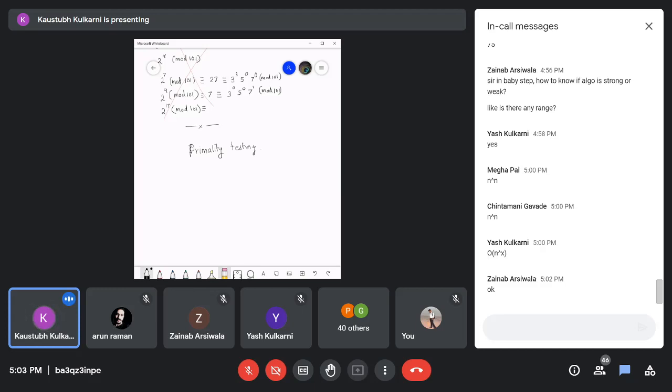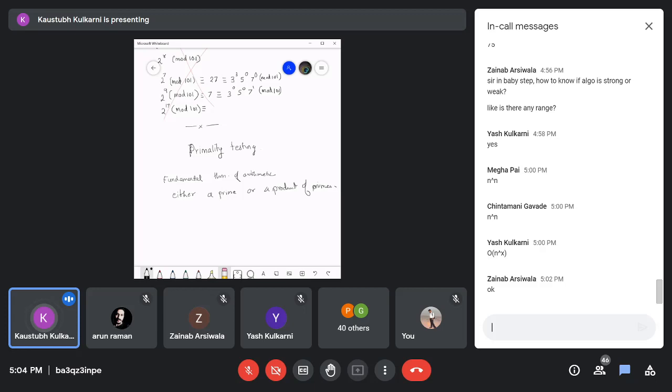There is something called the fundamental theorem of arithmetic, which says that either a number will be a prime or it can be expressed as a product of primes. A number is either a prime or a product of primes. That is the fundamental theorem of arithmetic.